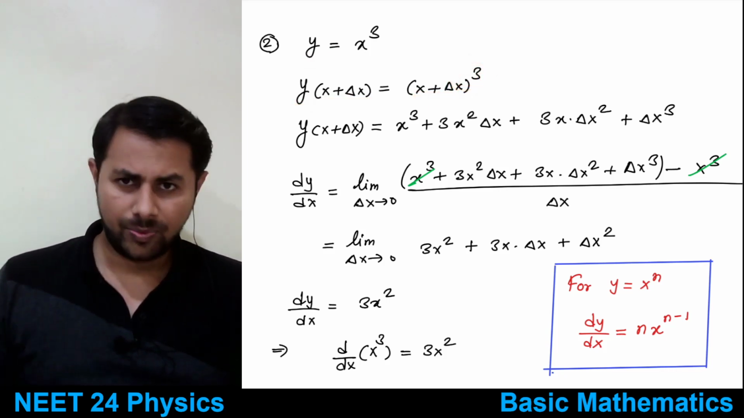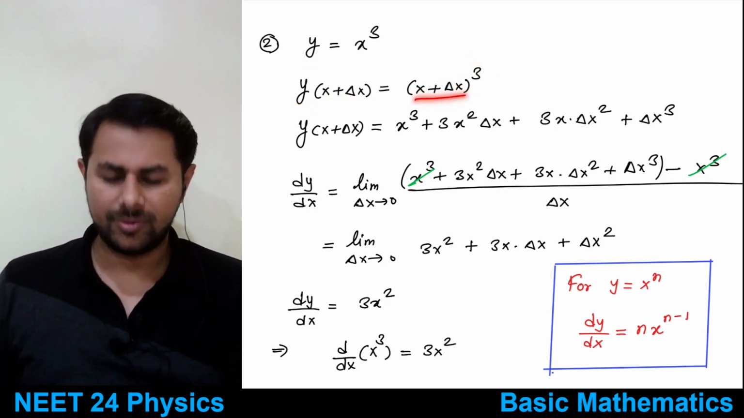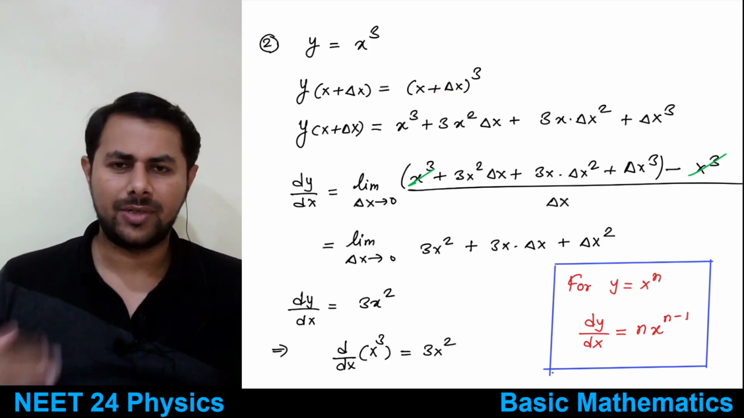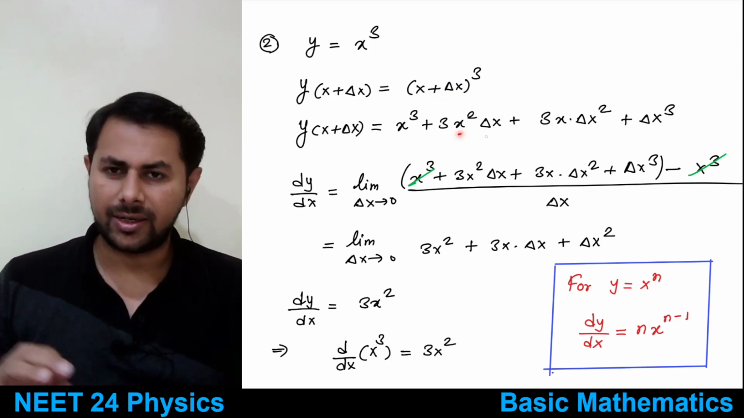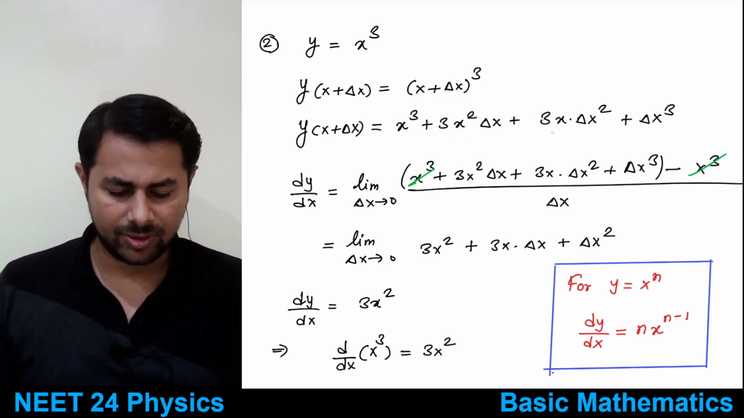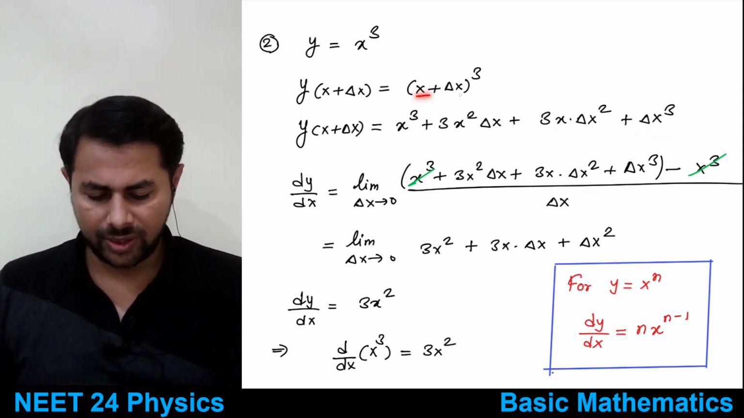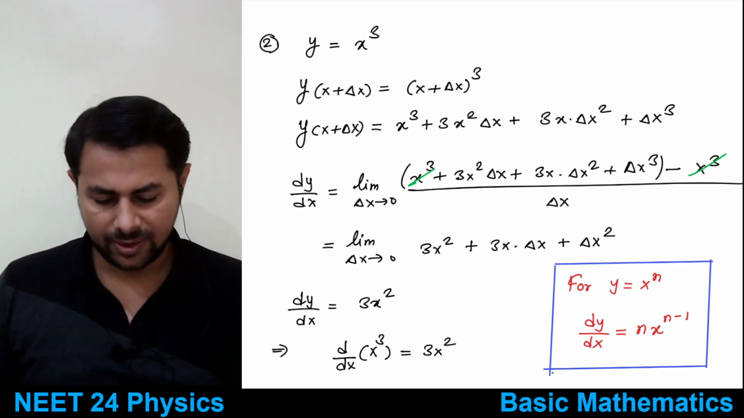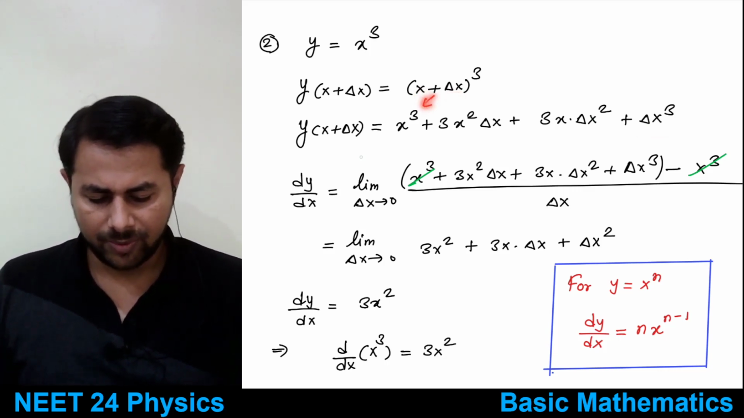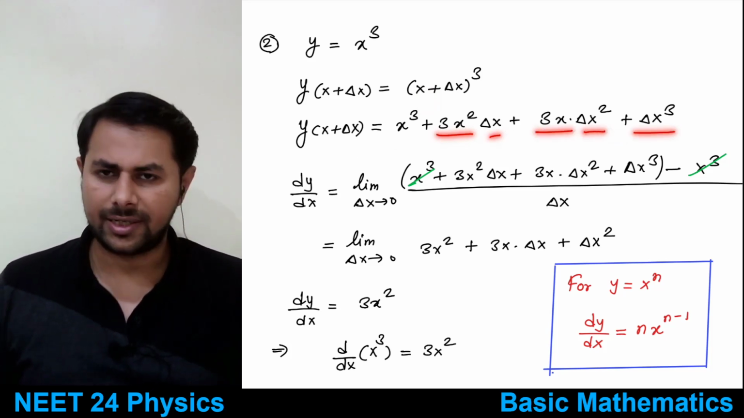Then you know the cube formula, right? a plus b cube is a cube plus 3 times a square b plus 3 times a b square plus b cube. That's the formula. What is your a and b? x and delta x. So using that formula, you expand it: x cube plus 3x square delta x plus 3x delta x square plus delta x cube.